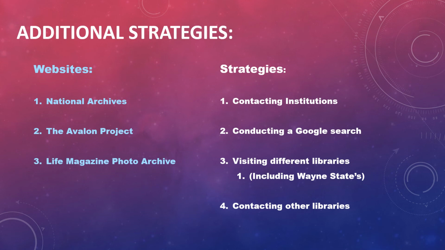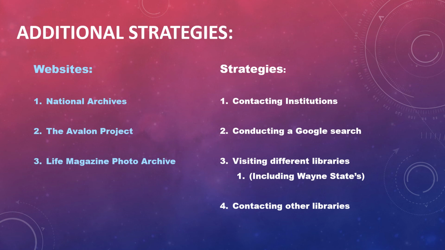Okay, so in addition to the Library of Congress digital collection, there are several ways to find primary resources online. Three great sites are the National Archives, the Avalon Project, and Life Magazine Photo Archive. All three of these would be great to find primary sources online. They're all free and just a great way to look into different sites to find different types of primary sources on different topics.